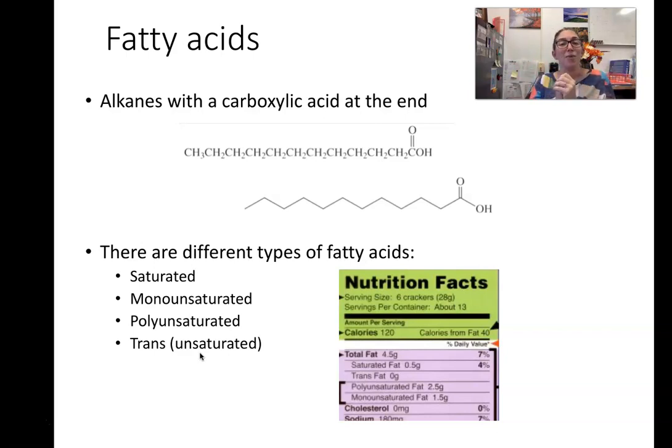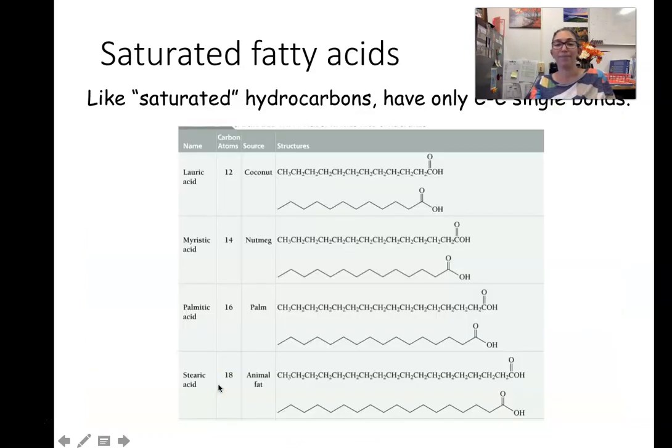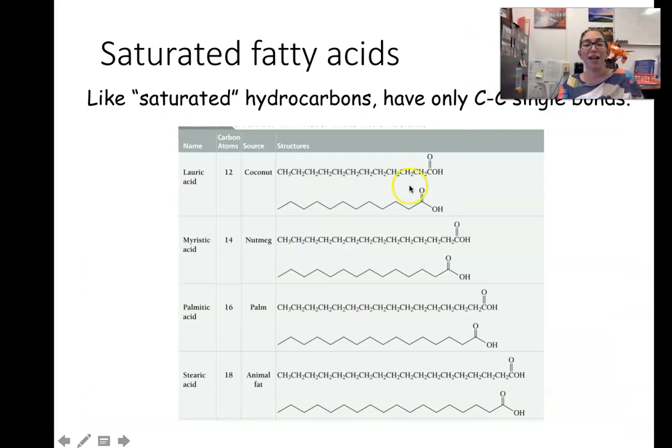But technically, it's a chemistry term that means the presence of at least one double bond. So this is just another image showing you the differences. Saturated fatty acids have all carbon-carbon single bonds, a monounsaturated fat has one double bond right here, and a polyunsaturated fat, in this case, has three double bonds. So saturated fatty acids are just saturated hydrocarbons with a carboxylic acid at the end.